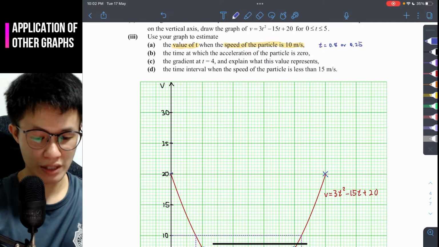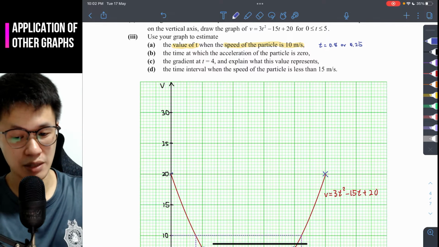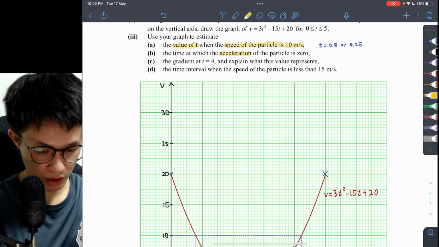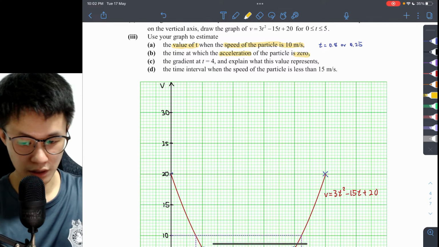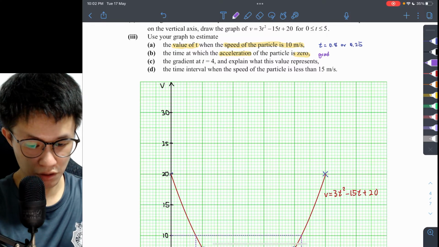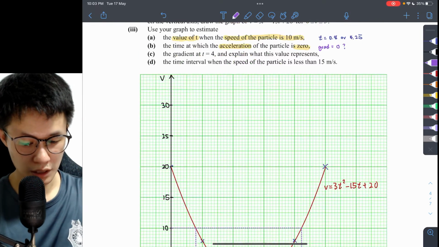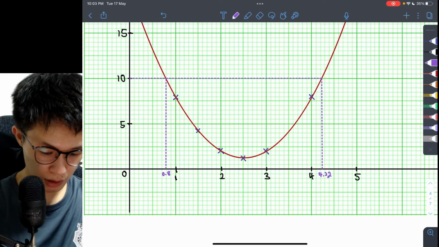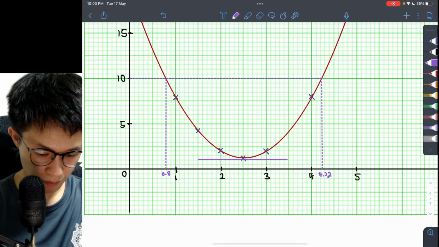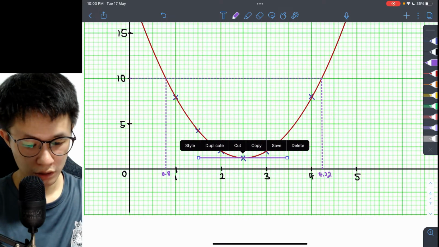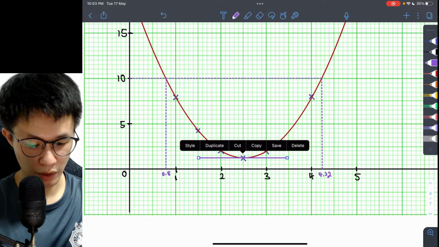Next: find the time at which the acceleration of the particle is 0. It's very interesting. Just now we said that to find the acceleration for a speed time curve is actually to find the gradient. So what this question simply means is that you're trying to find at what time the gradient equals 0. One thing we learned is that for a gradient to be 0, it will always occur at the turning point. Correct? So this is the only place where the gradient will be equal to 0.